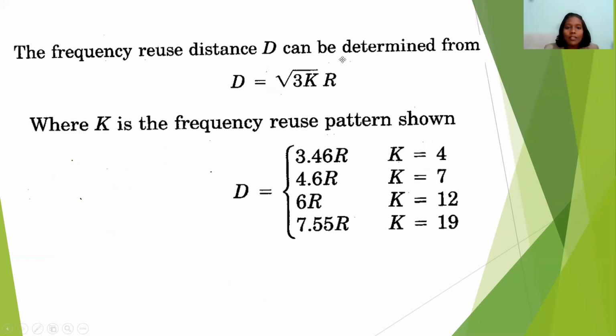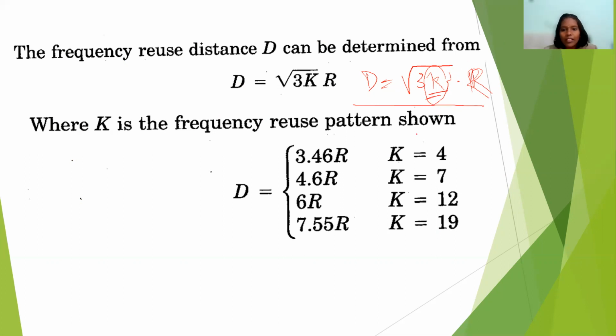So the frequency reuse distance D can be determined. We already said we need to maintain D. So how to calculate that D? D is equal to root 3K into R. While designing, we take the geographical areas, how they are split, the cell splitting, and accordingly we get this K value. And R, yes, we have that radius. So we will calculate how much distance we need to keep.